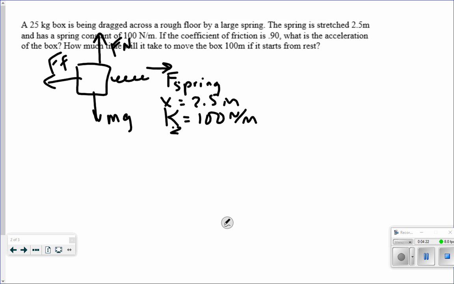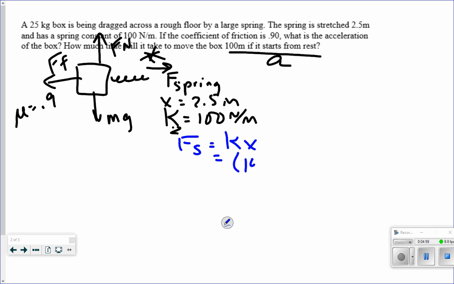Remember, that is a measure of how stretchy things are. We've got a coefficient of friction of 0.9, but don't be fooled. That's not a force at all. The box is moving. How much time will it take the box to move 100 meters if it starts from rest? Which tells me that there's an acceleration here. These forces are not balanced, and my guess is that the spring force is bigger than the friction force. So let's figure out what that spring force is. That's going to be our first one. Force of a spring is equal to kx.